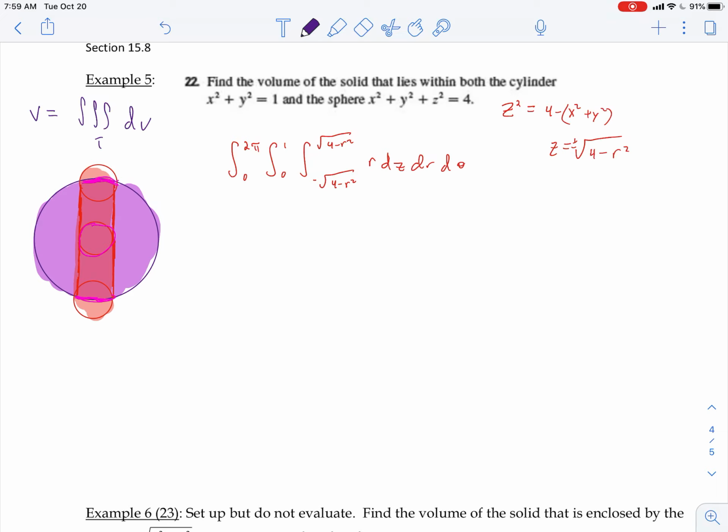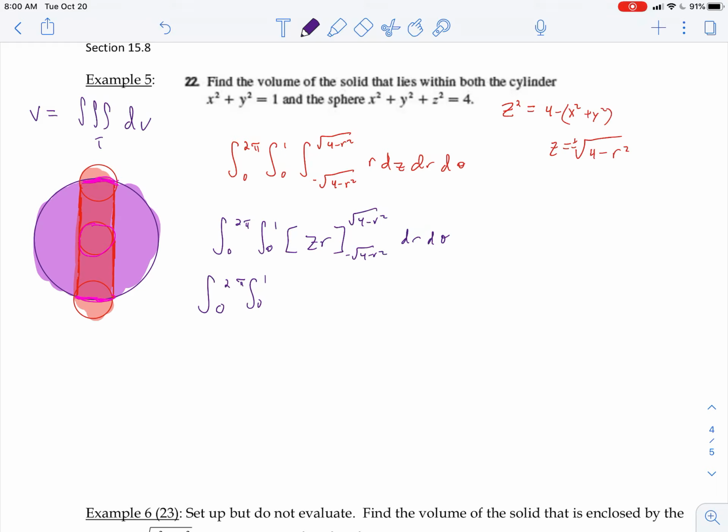All right. And now I'll just go ahead and evaluate, which is the easy part. This whole thing, you might think, oh, this whole thing is the easy part. All right, so let's go ahead and evaluate. We have no z's, so we go from 0 to 2 pi, 0 to 1, and we are left with zr from negative radical 4 minus r squared to positive radical 4 minus r squared, dr d theta. Go ahead and substitute in.